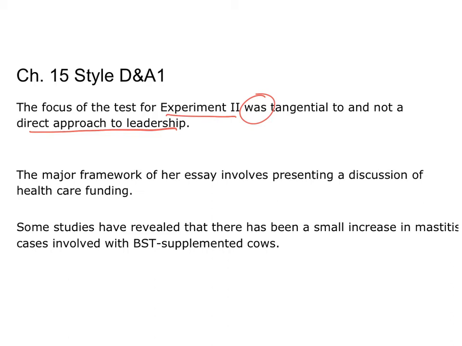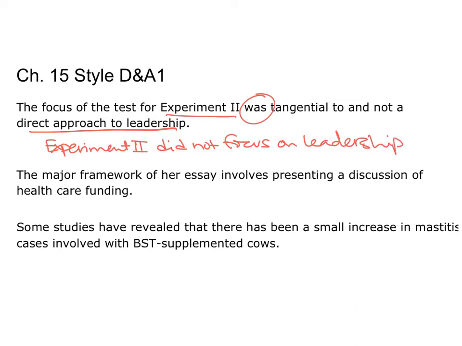So one of the things I opted for was to say experiment 2 did not focus on leadership.